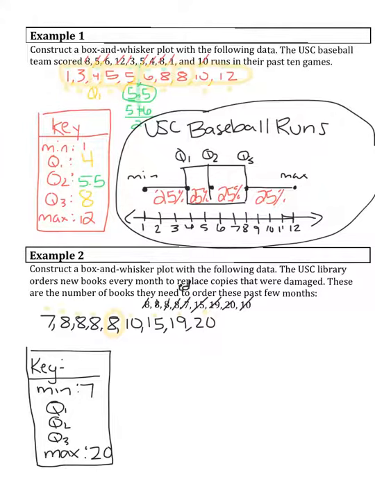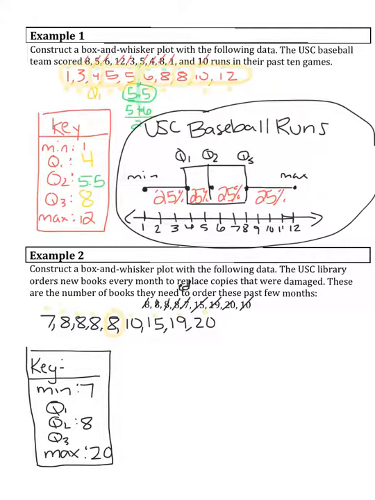8. Circle it. You want to circle it because you're not going to use that 8 to find Q1 or Q3. So since this 8, the fourth 8, is actually Q2, you're not going to use it to help you find Q1 or Q3. All right, so ignore that 8 now.